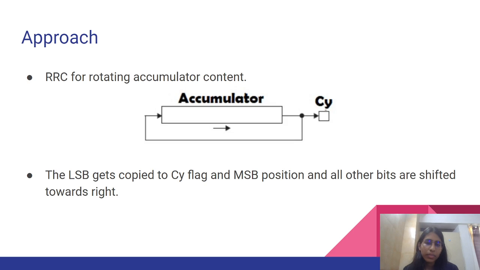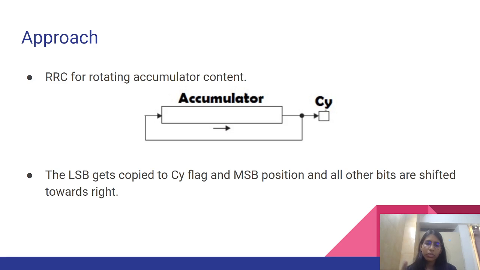Now another main concept is, now we have a least significant bit, but we want all the bits, we want to read all the bits. So what we can do is rotate the accumulator content and extract each bit one by one. For rotating the accumulator content, the command we use is RRC. How it works is it copies the least significant bit into the carry flag and also to the most significant bit position and shifts all other bits towards right by one position.